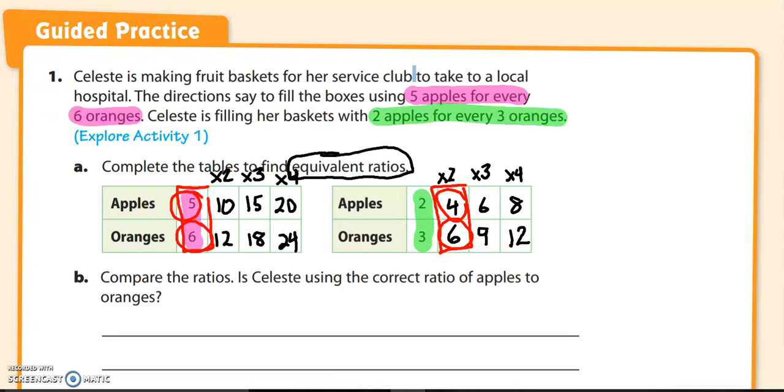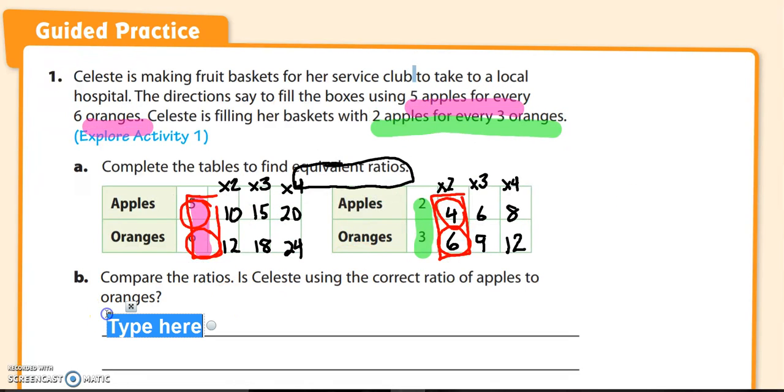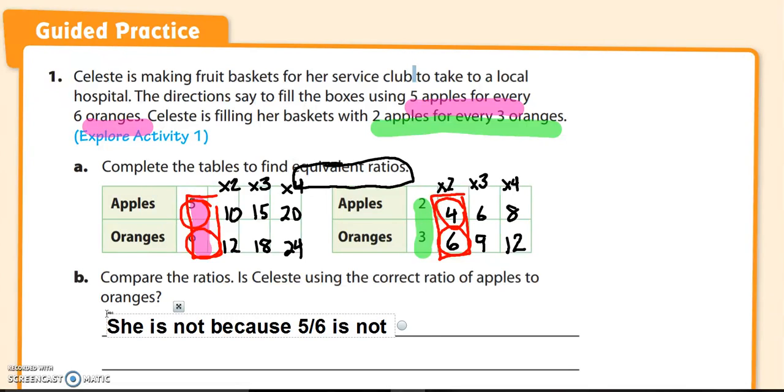So the question says, is Celeste using the correct ratios of apples to oranges? I'm going to type it. She is not, because 5 to 6 is not equal to, and you could either say 2 to 3, or you could say 4 to 6. And that's really all you need to say there.